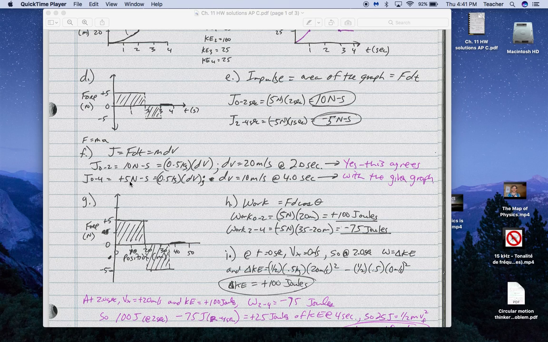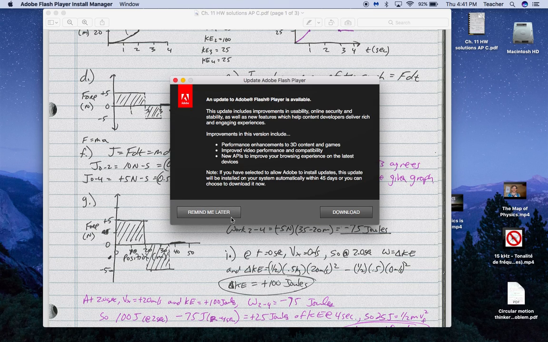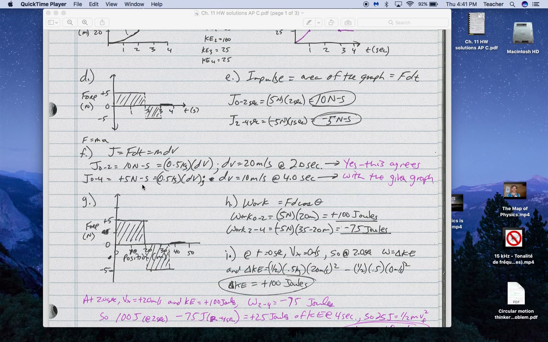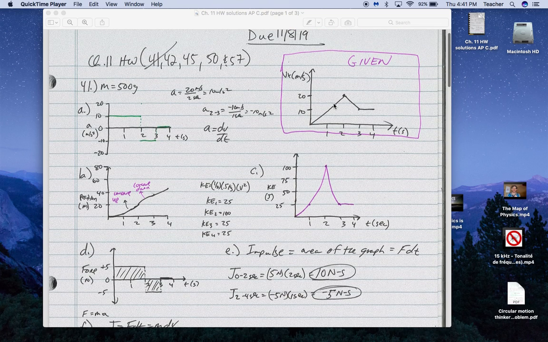For 0 to 4 seconds, we have only positive 5 Newton seconds, because we had a plus 10 and a minus 5. So that says that the velocity at the end of all 4 seconds would be only 10 meters per second. And that agrees with the graph also. 20 meters per second here, 10 meters per second there.